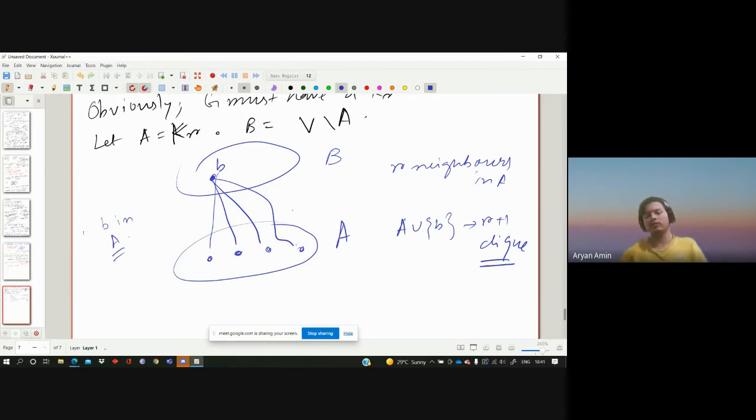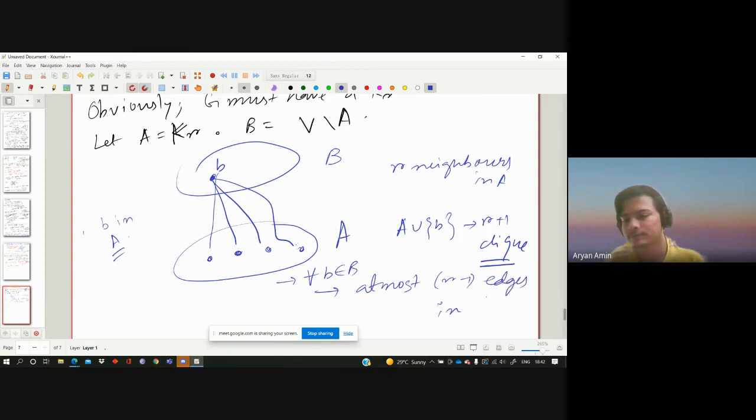So what we just saw is that if there is some vertex small b in capital B such that b has edges to all the vertices present in A, then that violates the r plus 1 clique-free condition, right? So this basically means that for all b belonging to B, b has at most r minus 1 neighbors in A.